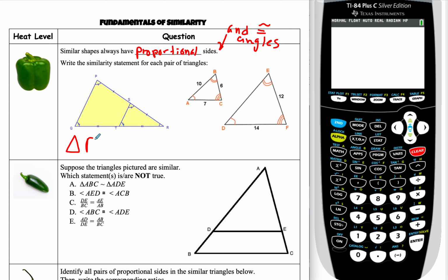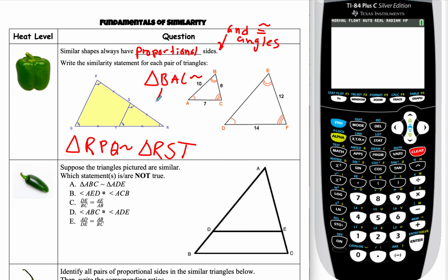So, big triangle, R, P, Q is similar to, we've got to line it up with the similar ones. So I've got R is congruent to itself. That's how you line it up. S, we can see, is congruent to P. T is congruent to Q. So you line up the congruent angles. Okay? Here, I've got B, A, C.